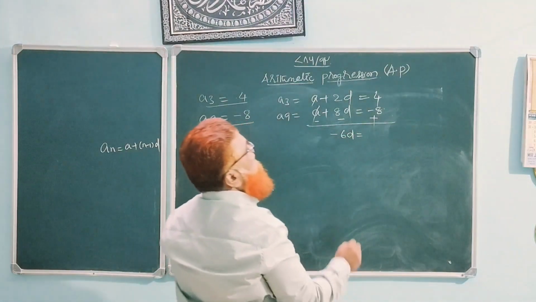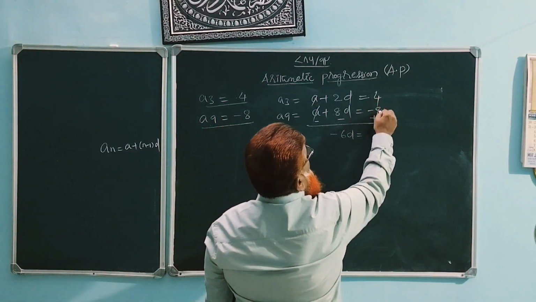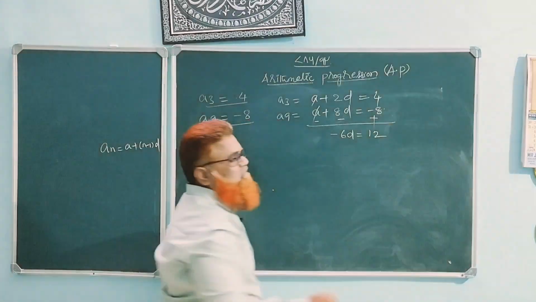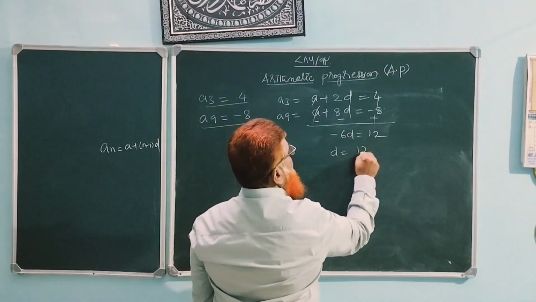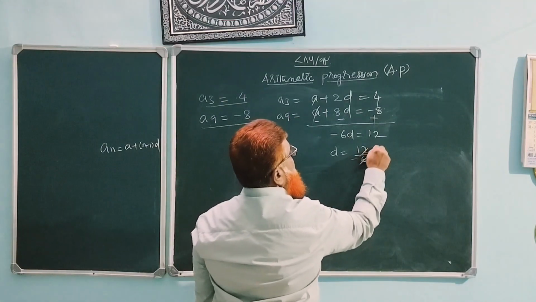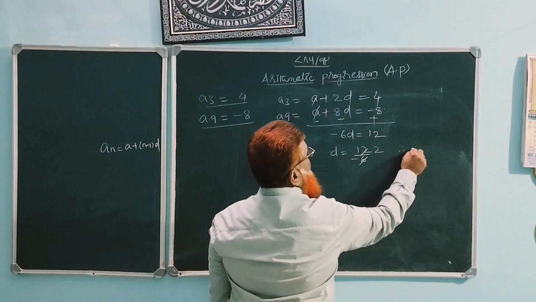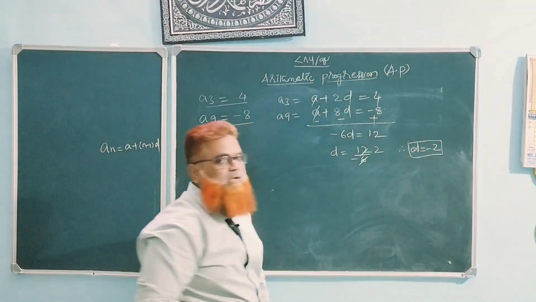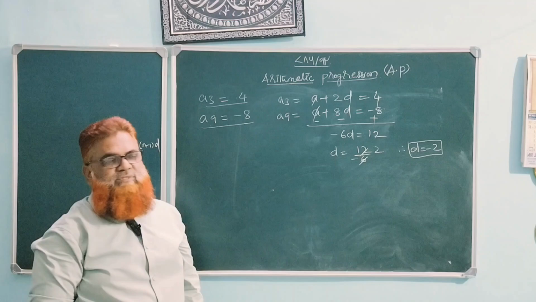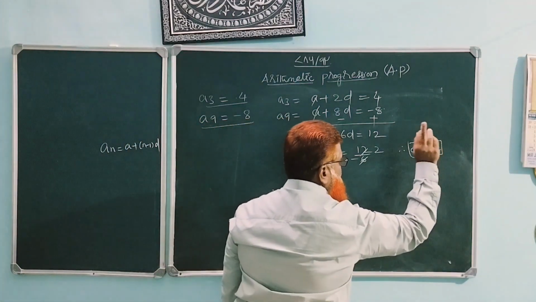Then what about this? Plus 4 plus 8 is equal to 12. What about d? d is equal to 12 divided by minus 6. 6 ones are 6, 6 twos are 12. Therefore, d is equal to minus 2. Okay. We got d is equal to minus 2.